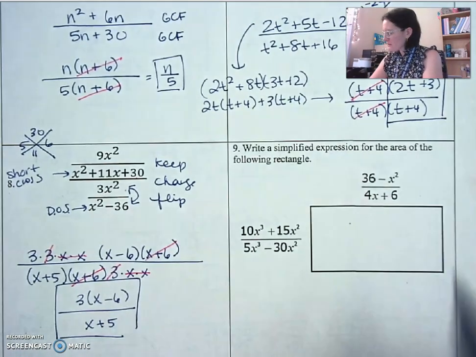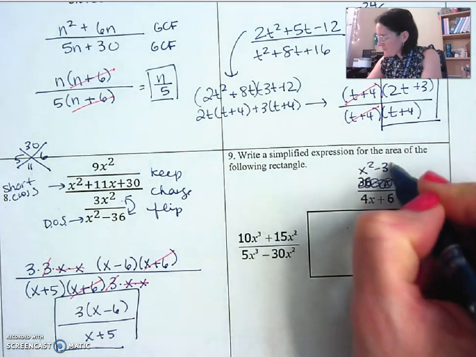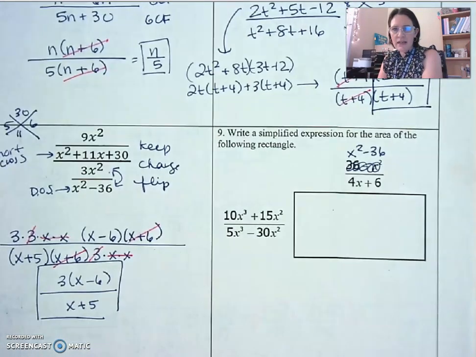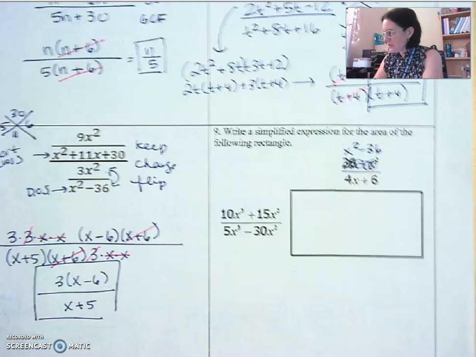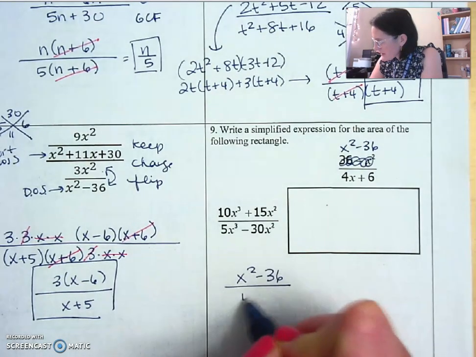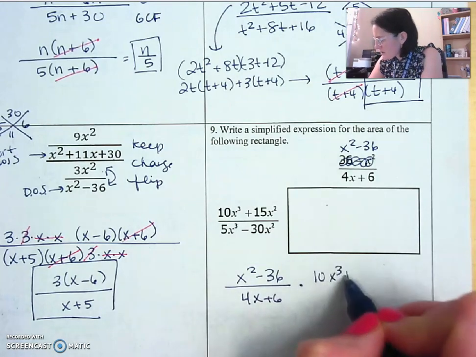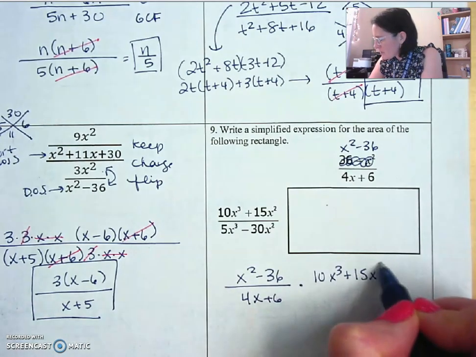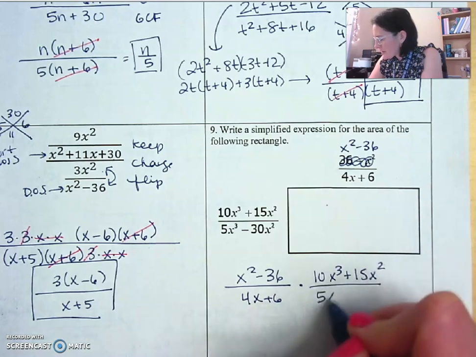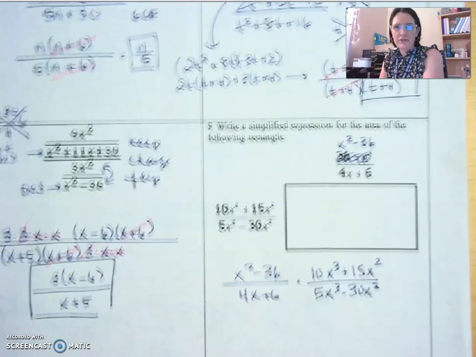And then the last one, change this to x squared minus 36. And this is an area problem, length times width. So it's really just a multiplication problem. And I may not get to finish this before the recorder cuts me off, but we'll try. You can always look at the answer key PDF in your Google Classroom if I don't finish.